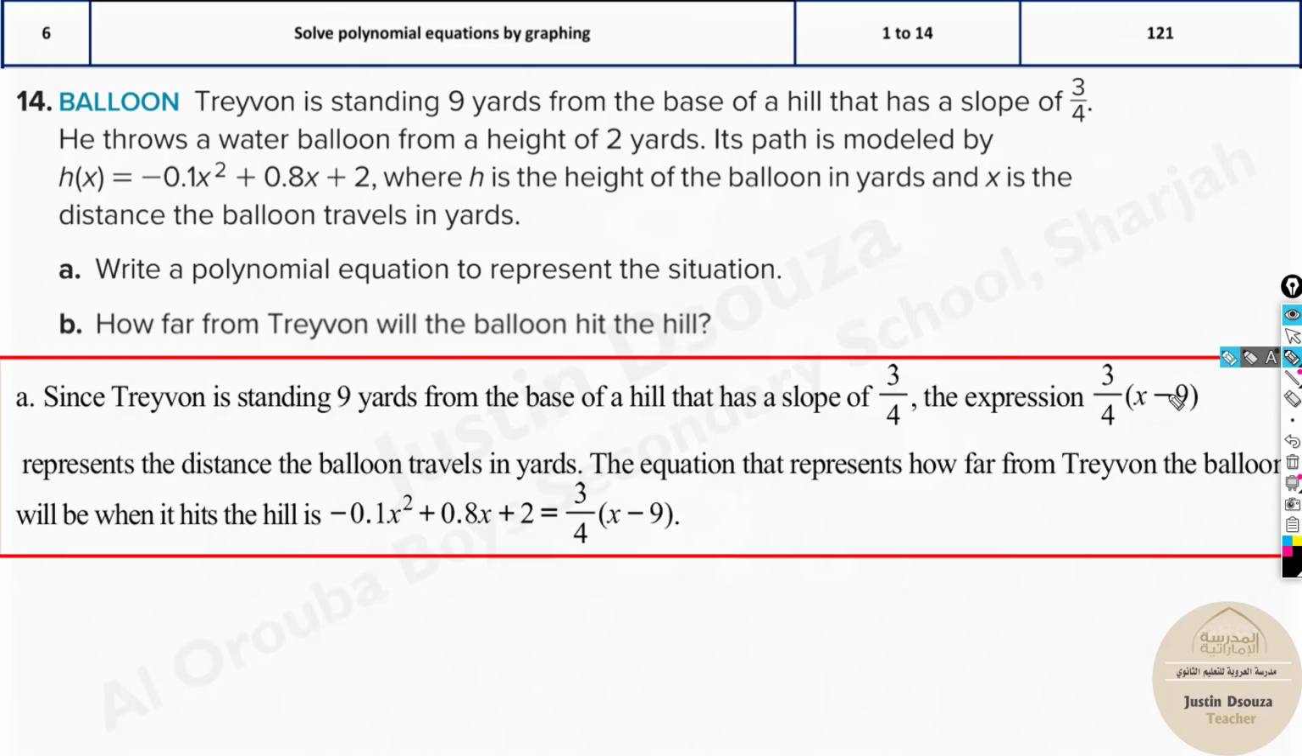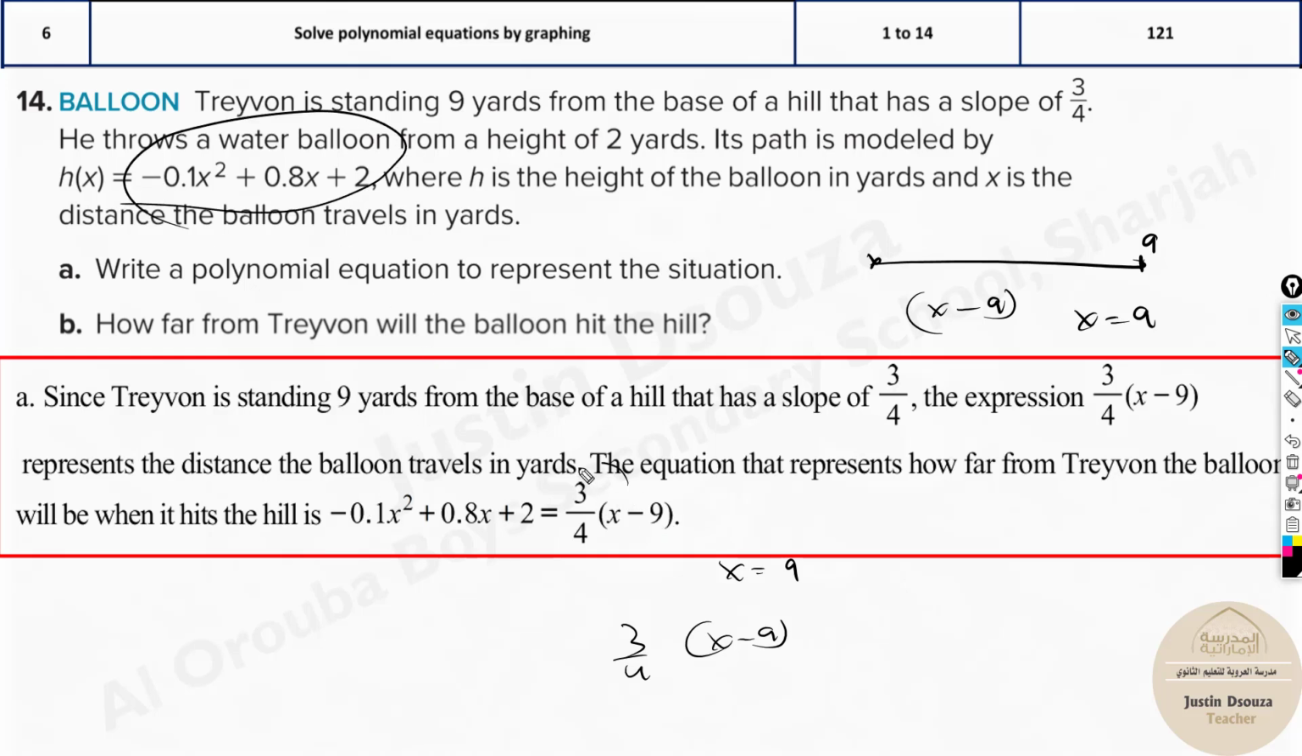Now here, remember, why is this minus 9? See, if this is the base, Trevor is 9 yards away. So if you recall linear functions, whenever you have positive 9, x plus 9, you write it as negative 9. So now if you're plotting this, x minus 9 means x is equal to 9, to the right. So here x was 9, you take it inside, it becomes minus 9. What is the slope? Slope is 3/4. mx, right? Slope multiplied by this distance he's standing. So the equation is already given, the height is equal to 3/4 times x minus 9.